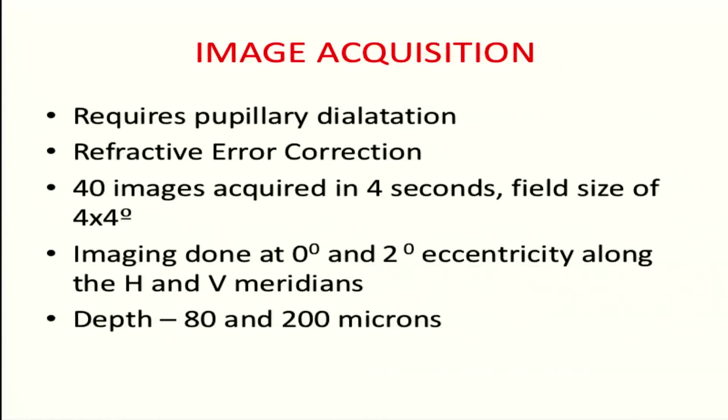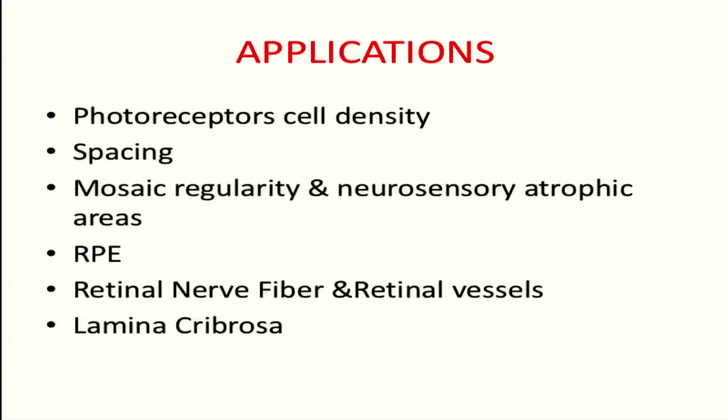40 images are required in 4 seconds, and it can be done at 0, 2, 4 and even 6 degrees eccentricity along the horizontal and the vertical meridians. The depth can be altered from 80 to 200 microns depending upon the area of interest. The photoreceptors are imaged at 80 microns depth, whereas the retinal vessels are imaged at 200 microns depth.